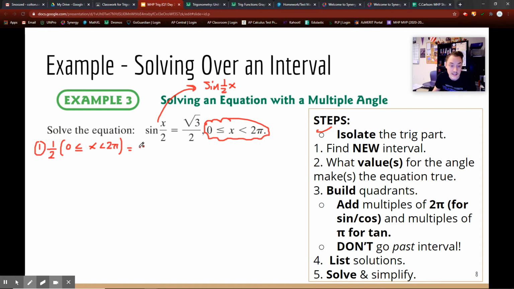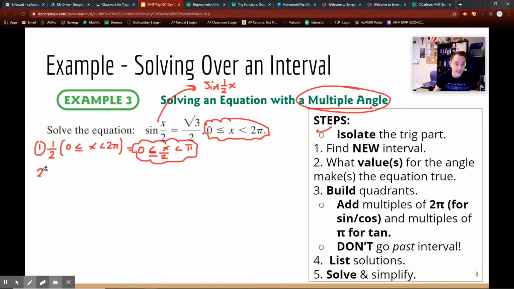So that means I get 0, and then I get x all over 2, which is exactly my half angle, my multiple angle here. That's a multiple angle. 1/2 is still a multiple angle. And then this is pi. So this is my new interval, 0 to pi.